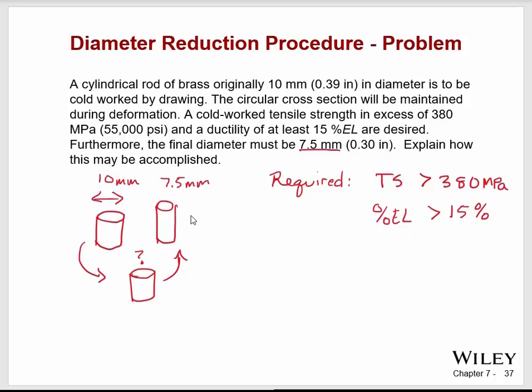So what we're going to have to do in this problem is work backward. We're going to work backward to say, I would like to know what this value is. In other words, if I were to look for the material's exact specifications of more than 15% and higher than 380 megapascals, then what radius would I want to start with if I were to get to 7.5 millimeters? And then what we can do is we can work it down to that radius and then reheat it, right? So let's find that out. We need to look at some charts in order to know what that is going to be.